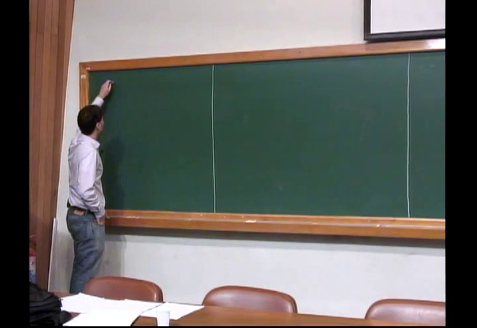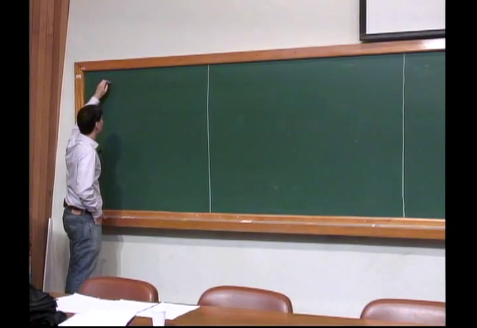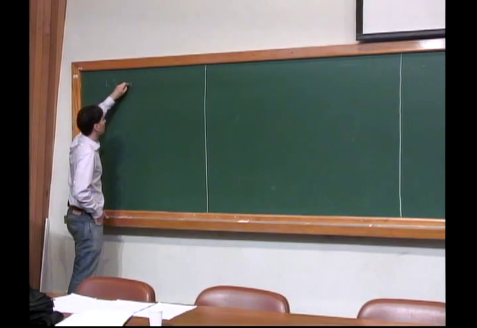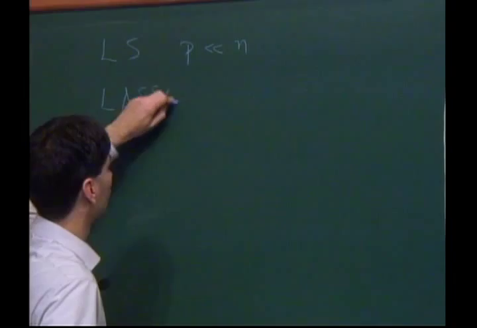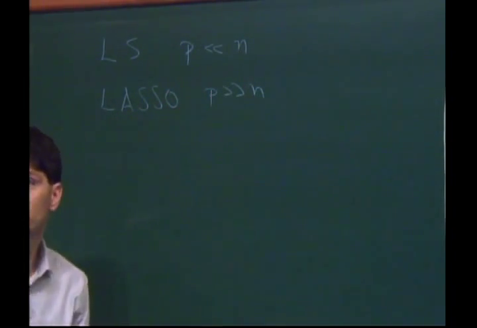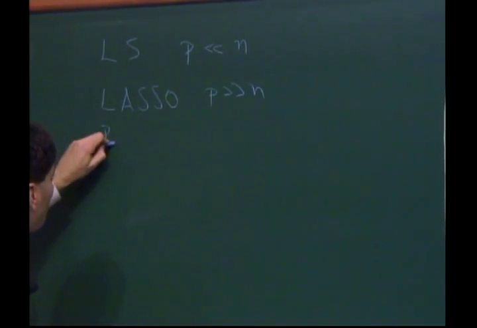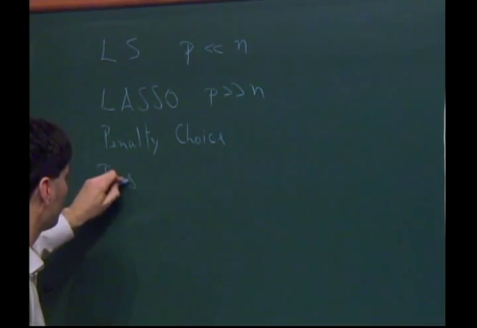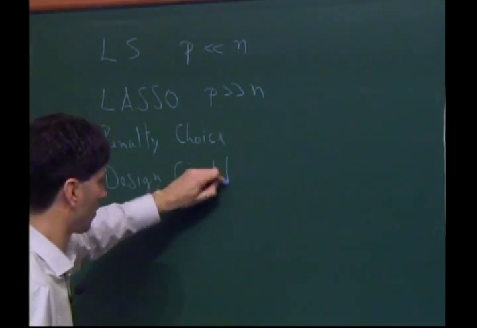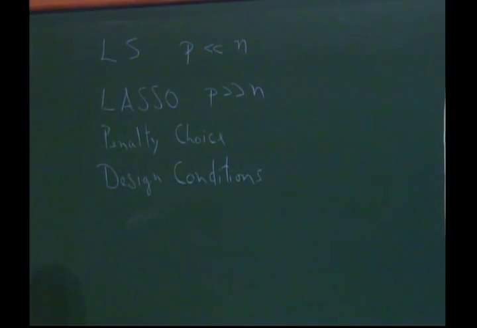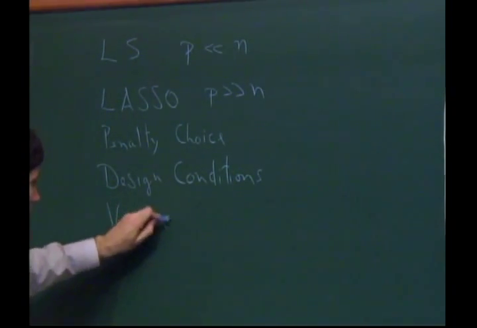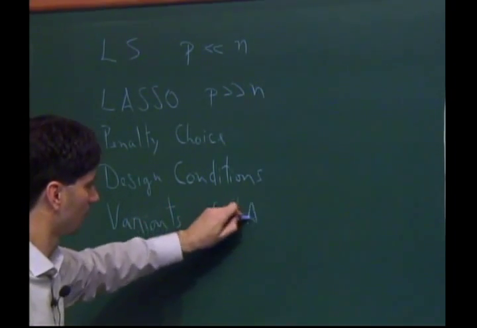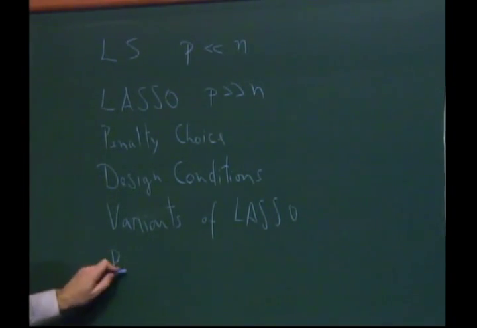So today, I would like to start with some basic setting, literally mentioning least squares when the dimension that we have is smaller than the sample size, and then start discussing Lasso when the dimension is bigger than the sample size, and then start talking about penalty choice, probably in the next class, and conditions on design. And then I'm going to start talking about variance of Lasso. I will definitely switch. Then variance of Lasso. And then talk about post-model selection estimation.